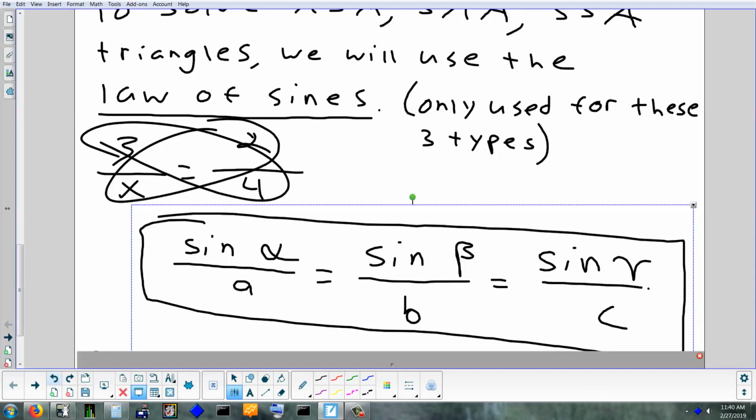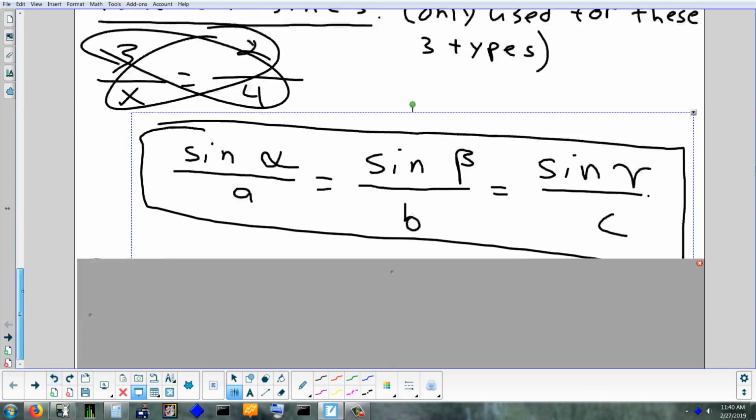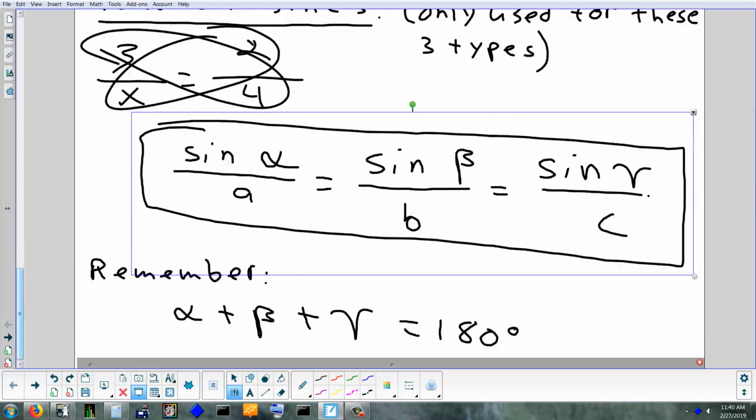Now, keep in mind, we already said this, but what do all the angles add up to in a triangle? 180. They all add up to 180. So you can still use that fact. But you can't use Pythagorean theorem. Why not? What kind of triangle do you have to use Pythagorean theorem? It's got to be a right triangle. Because in Pythagorean theorem, you have to have a hypotenuse. If you don't have a 90, you don't have a hypotenuse. Okay, so as far as the explanation for law of sines, that's it.